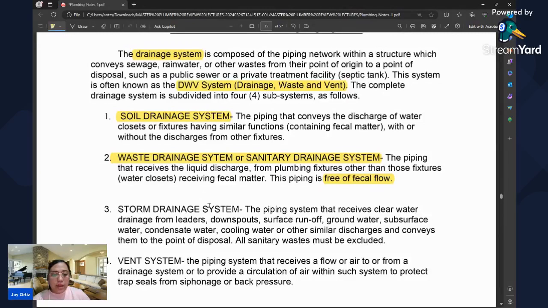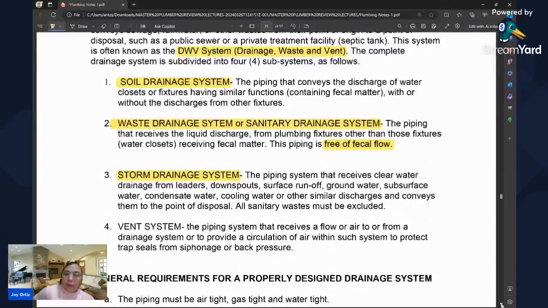When we say storm drainage system, it's the piping system that receives clear water drainage from leaders, downspouts, surface runoff, groundwater, subsurface water, condensate water, cooling water, or other similar discharges and conveys them to the point of disposal. All sanitary waste must be excluded. Sanitary wastes are not included, the storm drainage system is more like rainwater. They are clear water drainage. So mostly it's rainwater.